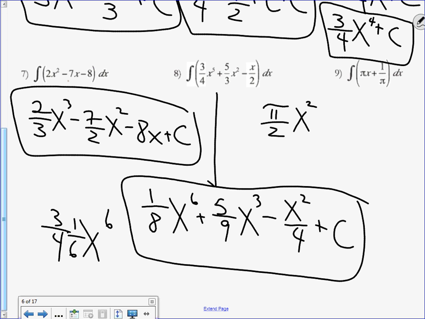Nice. Now we have to integrate the 1 over pi. We're just integrating a number. Think about when you integrate a number, what you do. Say it again. 1 over pi times x. Just like that 8 before, right? When you integrate 8, you get 8x. If you integrate 3, you get 3x. Well, if you integrate 1 over pi, you get 1 over pi x.